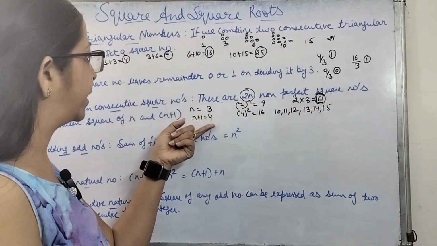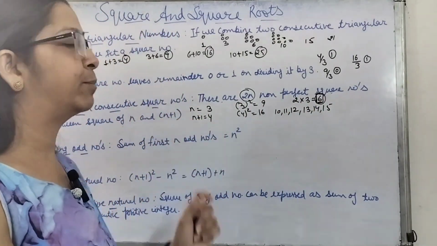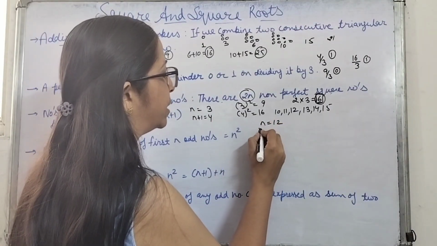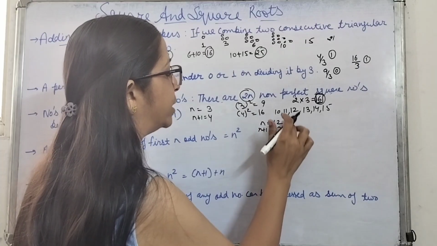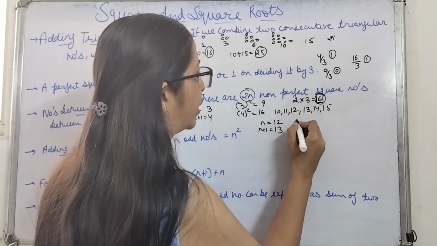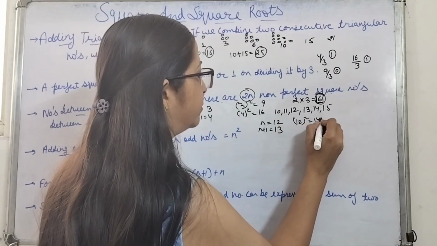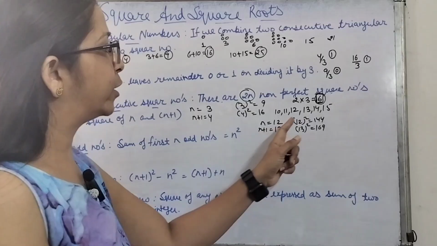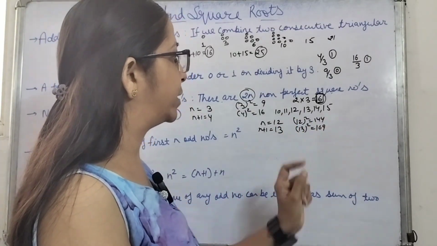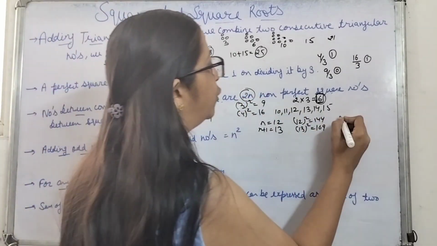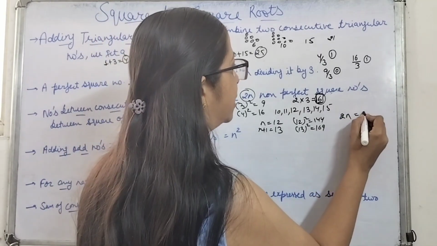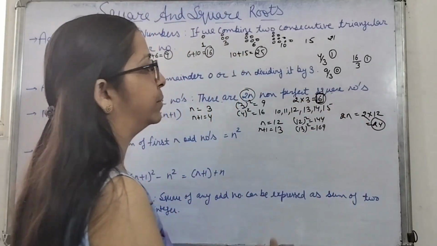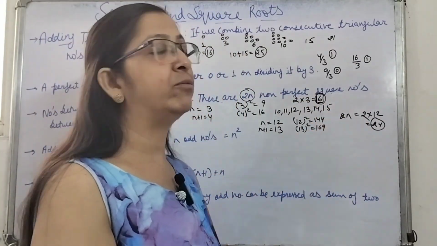Non-perfect square numbers are there between the squares of n and n plus 1. Similarly, if we take n equal to, say, 12, then n plus 1 will be 13. So between the squares of 12 and 13, the square of 12 is 144 and the square of 13 is 169. Between 144 and 169, there will be 2n non-perfect square numbers. That means 2 multiplied by 12, 24 non-perfect square numbers will be there between 144 and 169.